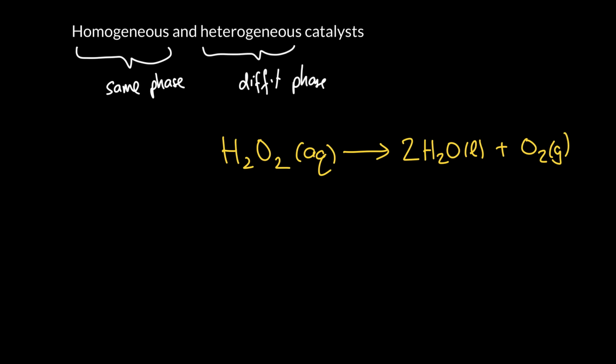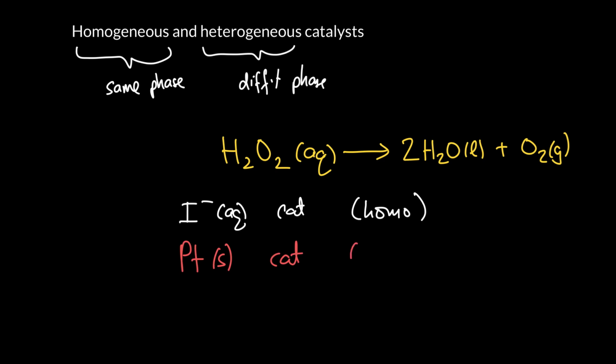It turns out that you can catalyze it using two different catalysts. One catalyst is iodide ions. Iodide ions will catalyze the reaction and speed it up, and they would be an example of a homogeneous catalyst because the aqueous phase, the liquid phase, is exactly the same as our reactant. However, you could also use a platinum catalyst. You could use solid platinum as a catalyst as well. It would also speed up the reaction, and we would call it a heterogeneous catalyst because it's a different phase.